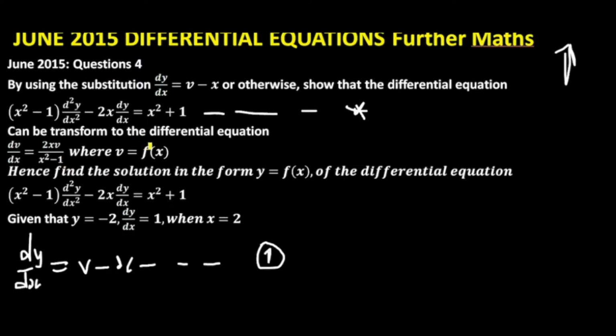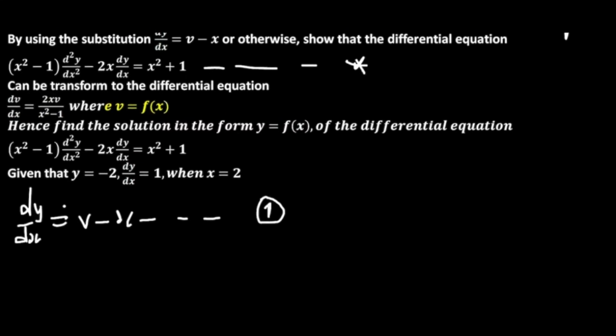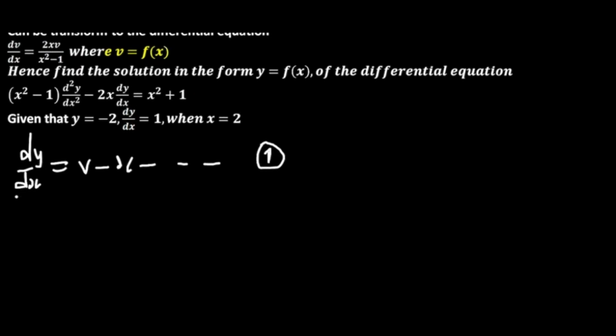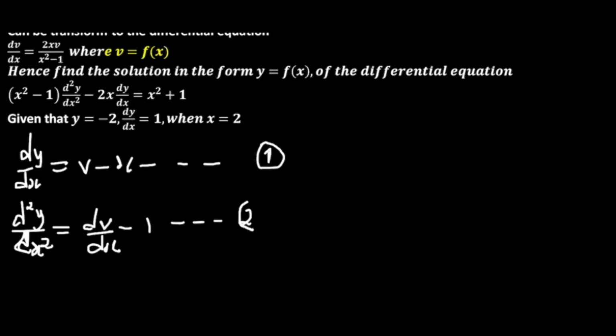So it's very clear we'll be differentiating the function with respect to x because we want to express our v in terms of x. So we're going to look for the second derivative of this function. So d squared y over dx squared will simply be equal to dv over dx minus 1. So this is our equation 2.